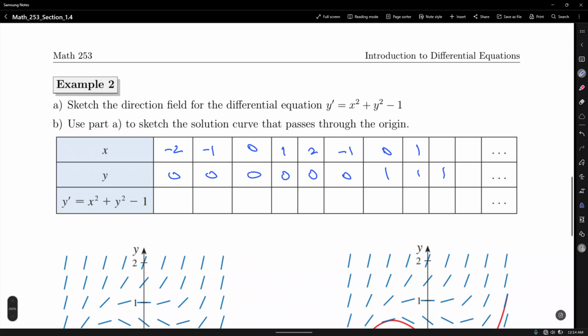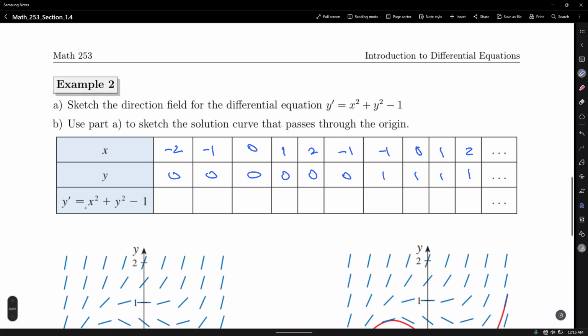We can keep doing this more and more. I believe I missed 1. Let me go back to negative 1, 0, negative 1, 1, 0, 1, 1, 1, and 2, 1. Okay, so we're going to fill in the table to find the slopes at these different points.